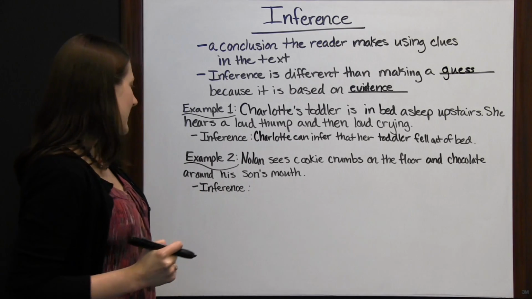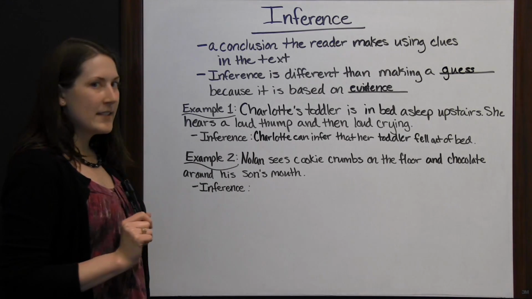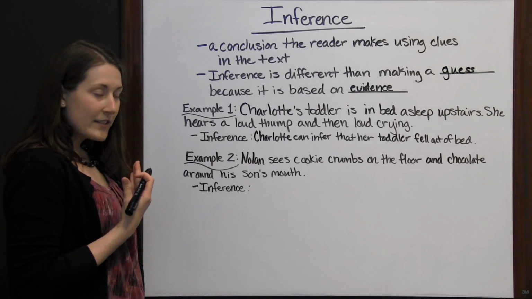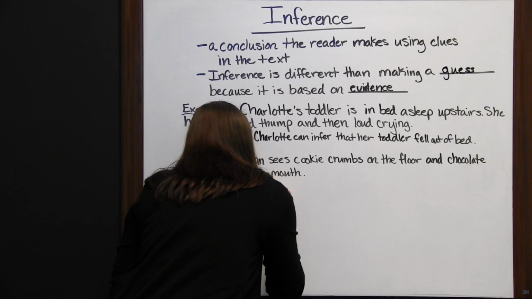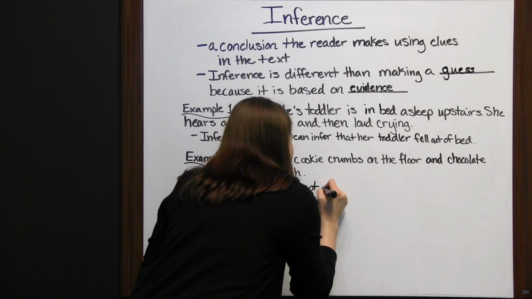So let's look at another example. Nolan sees cookie crumbs on the floor and chocolate around his son's mouth. So cookie crumbs on the floor, chocolate around his mouth is going to tell you that Nolan's son got into the cookie jar.